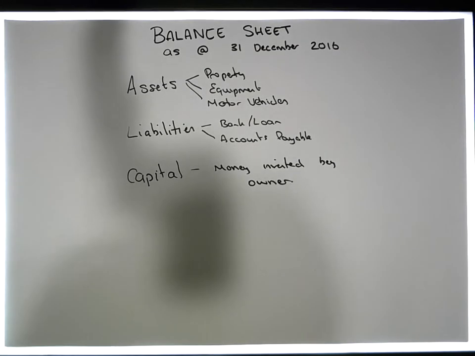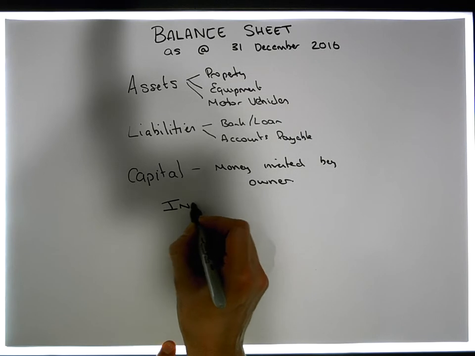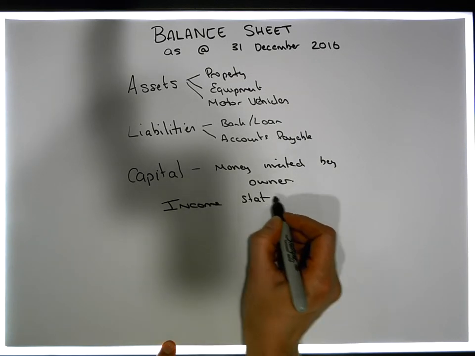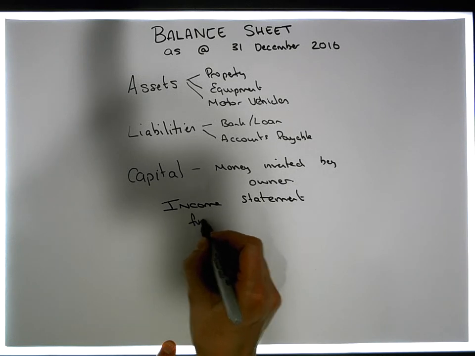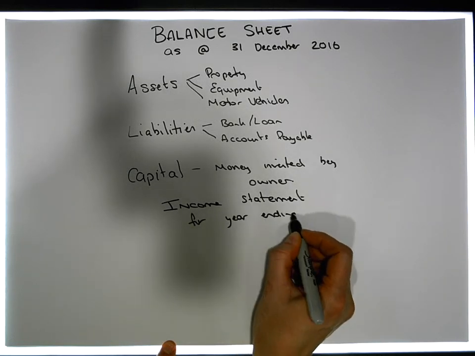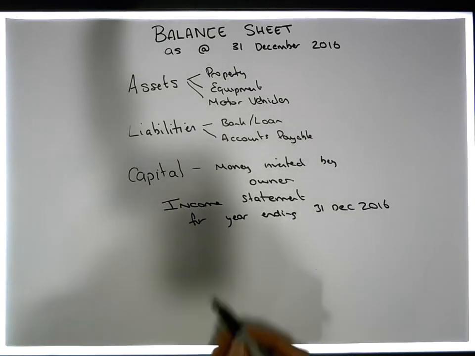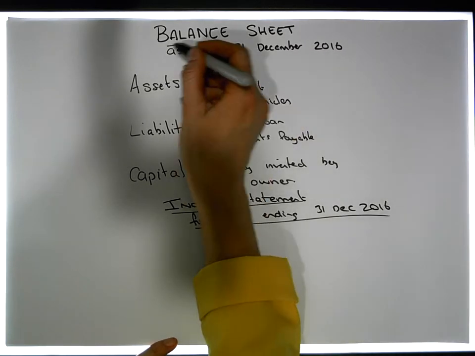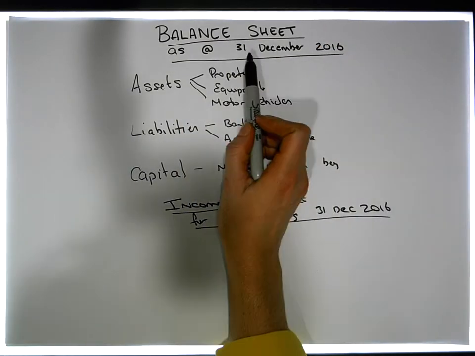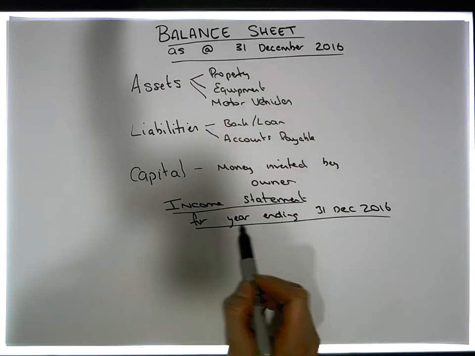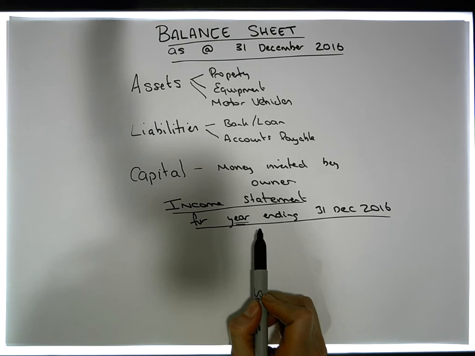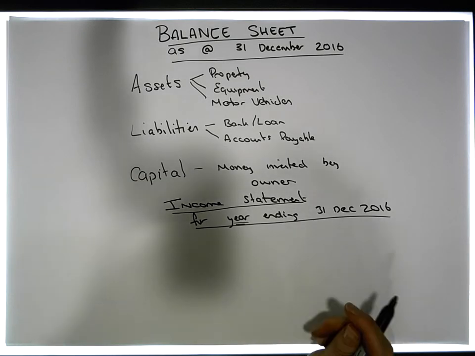The second financial statement we're going to look at is the income statement. And it is different because an income statement looks at a period of time and how much wealth has been generated in that period. So this one we look at the income statement for the year ending 31st of December 2016. So as you can see, the balance sheet is as at a certain date, but the income statement is for a period, and in this period it's for a year ending the 31st of December. And it looks at different things.